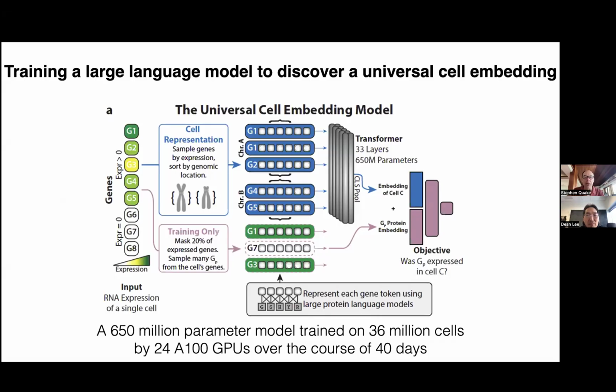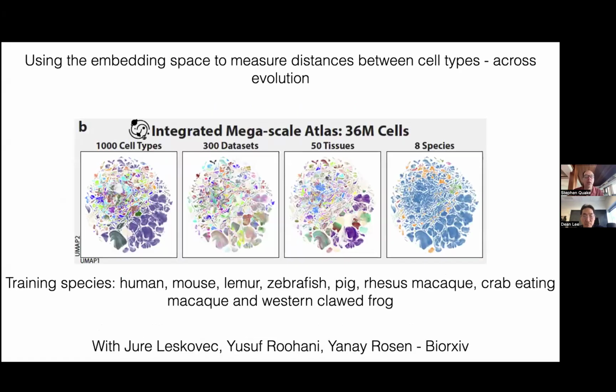One aspect of the design that was, I think, very powerful was to not use the genome to represent the cells. And in fact, we used what's called a protein language model, which meant that our large language model was not dependent on any genome, and it was designed to work with all species, not just human. That, I think, is a very powerful aspect of trying to synthesize data across evolutionary history.